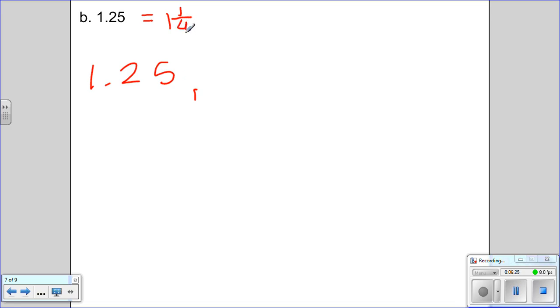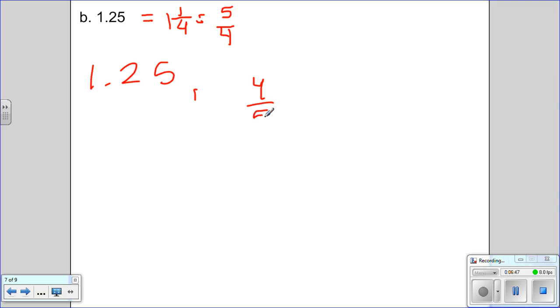And now you want to take this mixed number and convert it into an improper fraction. So 4 times 1 is 4, plus 1 is 5, we get 5/4. 1.25 is the same as 5/4. Okay, so now to find the multiplicative inverse, take the reciprocal of 5/4, and the answer is 4/5.